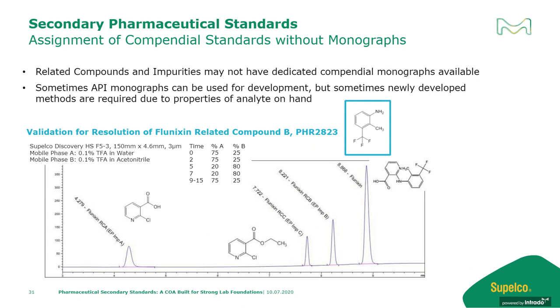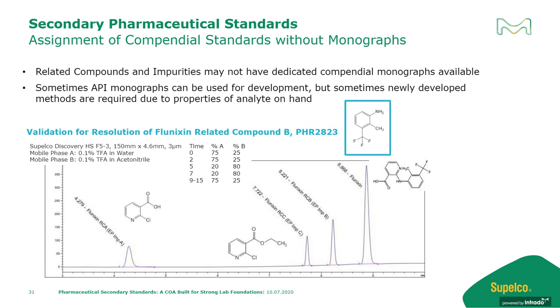Sometimes it is the case where compendial standards do not have a monograph available. For example, related compounds and impurities will most likely not have a dedicated compendial monograph. It is the case for flunixin related compound B that there is no monograph for the assay of the standard. And that makes sense because it's just a related compound. But in cases like these, new methods must be developed for the assay and the chromatographic purity assignment of the related compound that we're looking at.